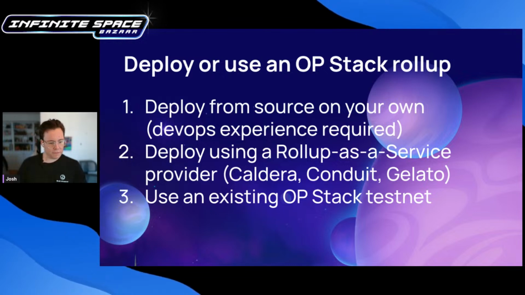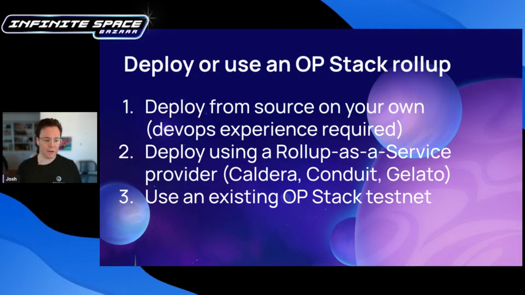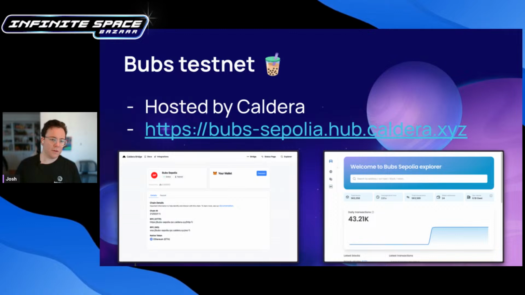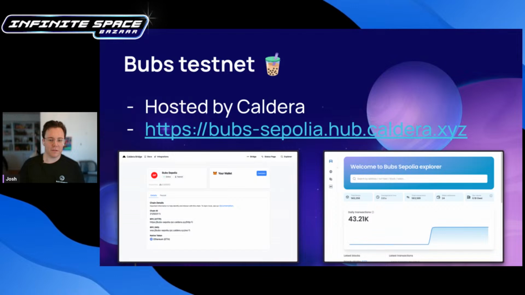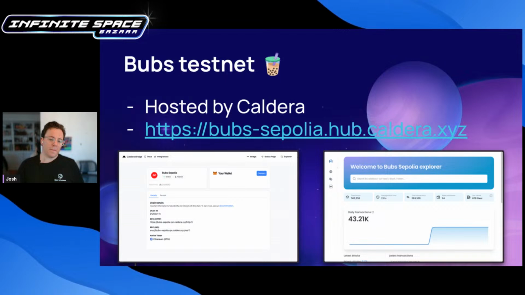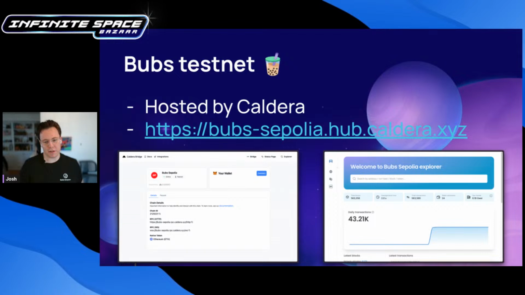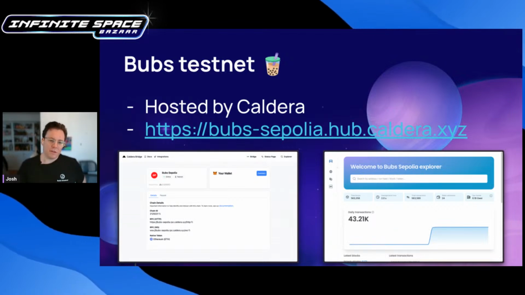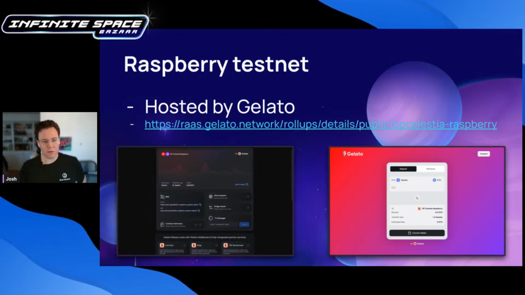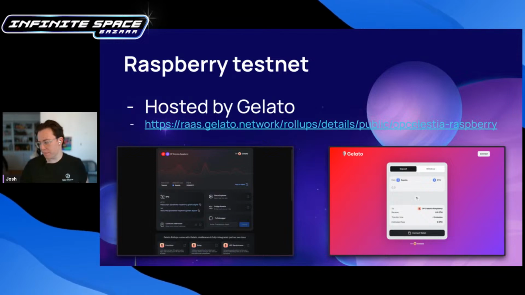So right now we have 2 testnets that are running. The first one is hosted by Caldera, and this is Bub's testnet. This is the original one that we had back when the integration first came up. What you can do there is play around, use the faucet, deploy some contracts on your own, and not have to manage any of the infrastructure yourself. So this is the first and easiest way to get started with no friction. The next one is the Raspberry testnet, which is hosted by Gelato.